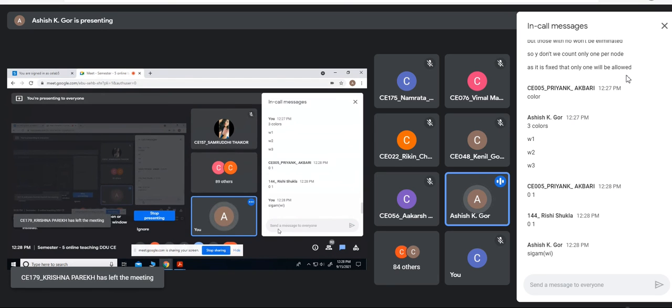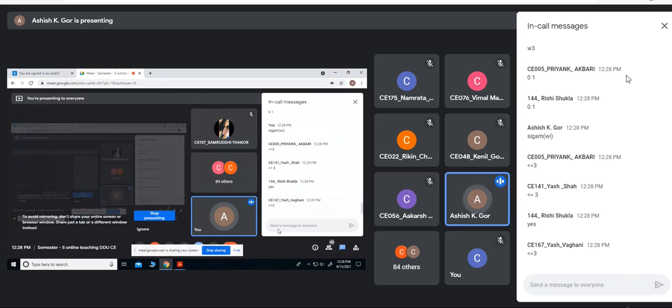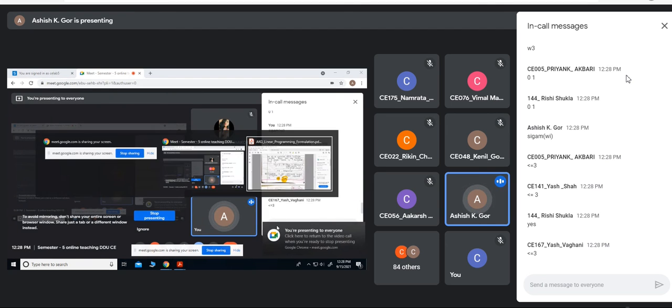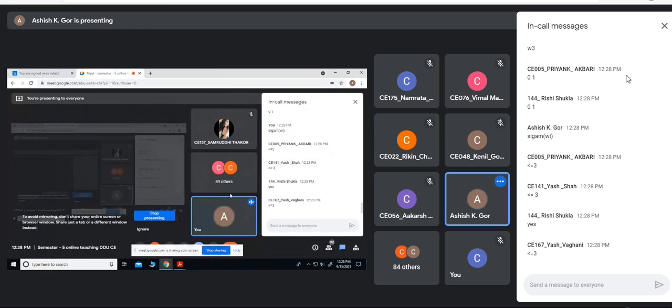Am I saying correct or not? Yes, it would be a maximum of 3. So the total will be less than or equal to 3. And I want to minimize. So that means I want to find the assignment such that sigma wj takes as minimum a value as possible. Are you getting this? Why is the objective function minimize sigma wj? Yes, Yash, Rishi, Priyank. Right.